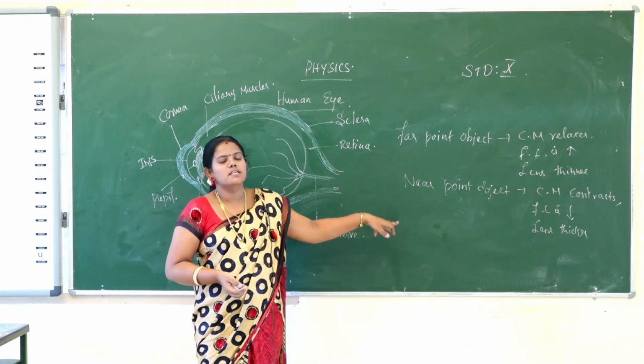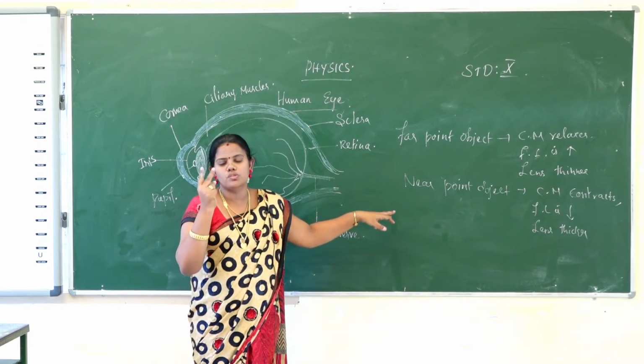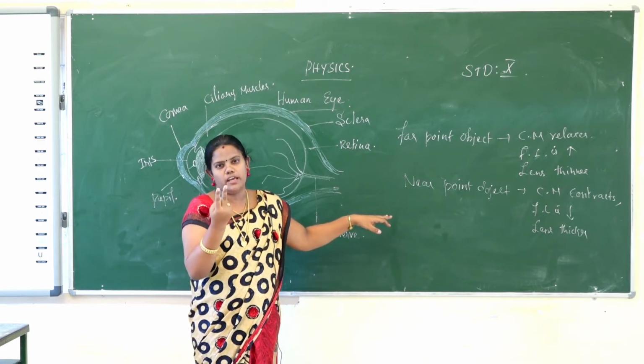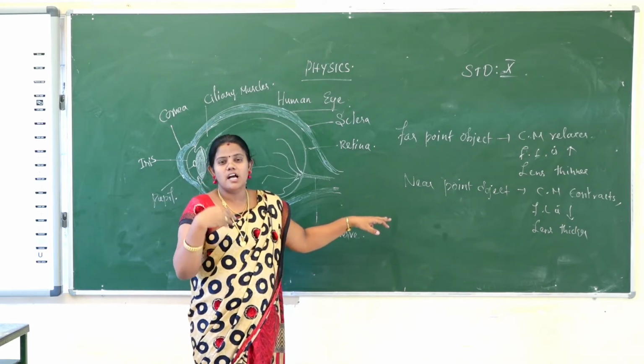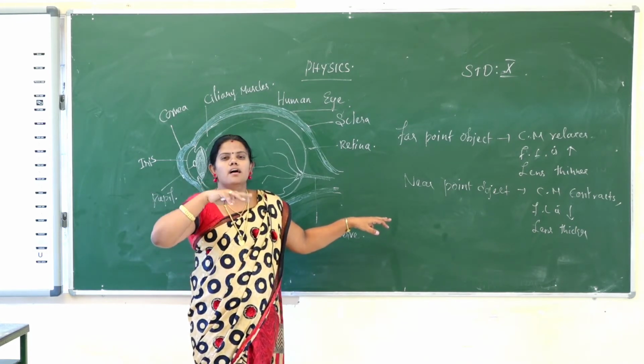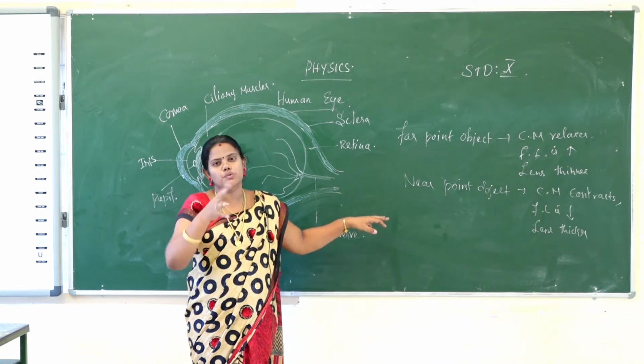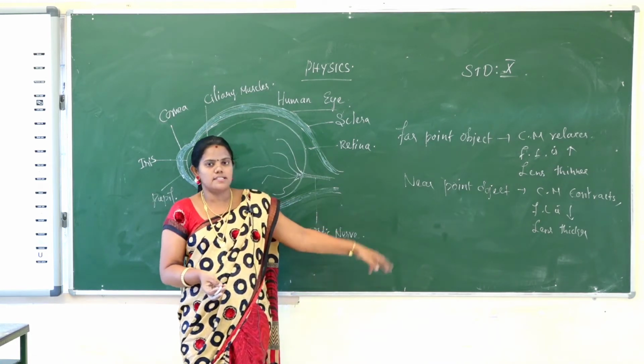Persistence of vision means the time interval between two successive visions is 0.01 second. Within that time our eye cannot analyze or distinguish the two objects. So that is the persistence of vision.